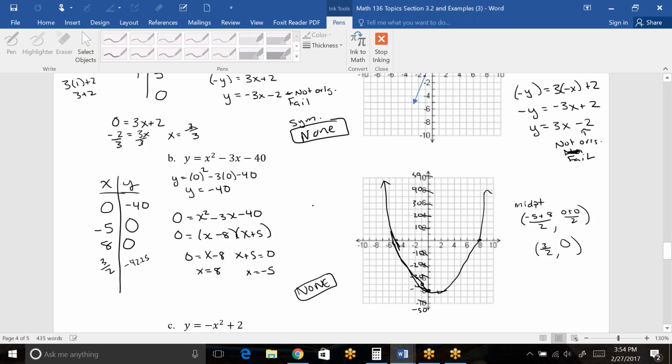And then we can write our x and y intercepts. So our y-intercept was (0, -40). And we had 2 x-intercepts, (-5, 0) and (8, 0).